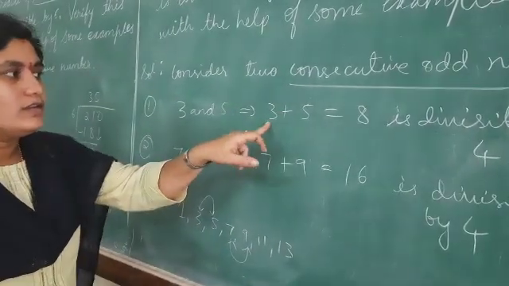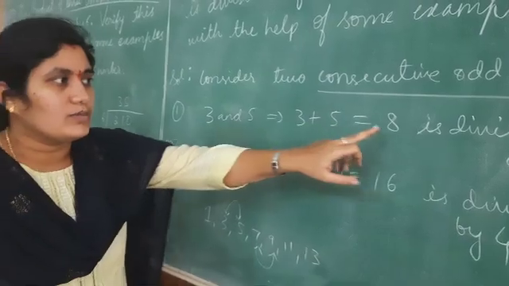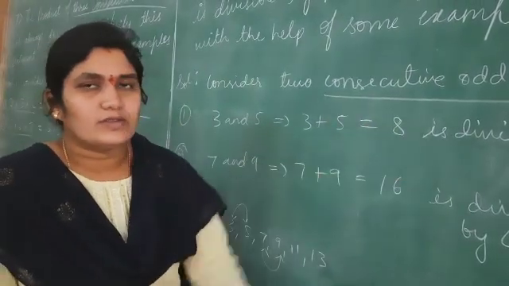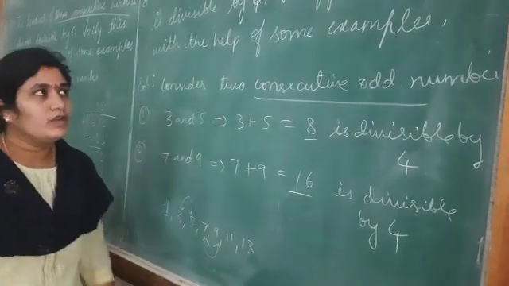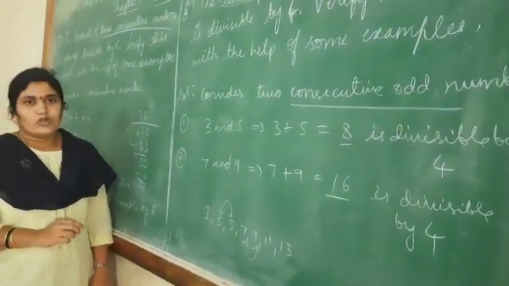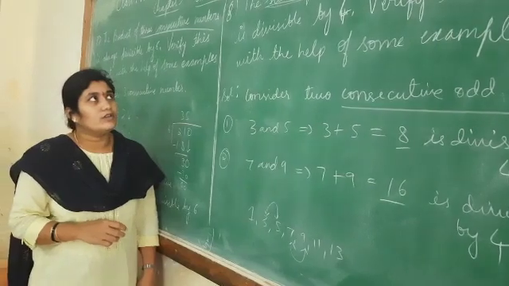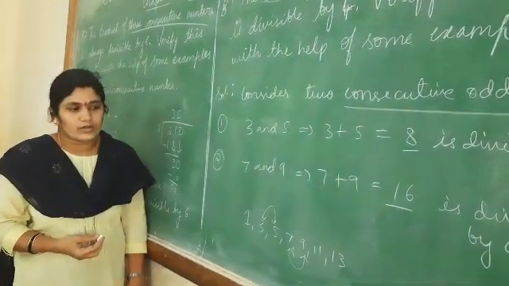If you add two consecutive odd numbers, the sum should be divisible by 4. Here 8 is divisible by 4 and 16 is also divisible by 4. Let me stop here and let us move on to the next problem in the next session or next video. Thank you.